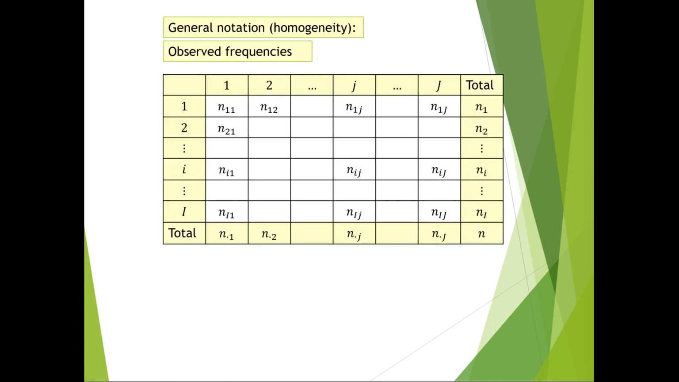Our general notation for homogeneity is the following. We have observed frequencies summarized in a two-way table, where the rows indicate the independent populations and the columns indicate the different categories. Note the subscripts and note the total. We have a fixed total of N1 for sample 1, which was drawn from population 1. N2 is the fixed total, so these are all fixed, and they add up to a grand total of N.